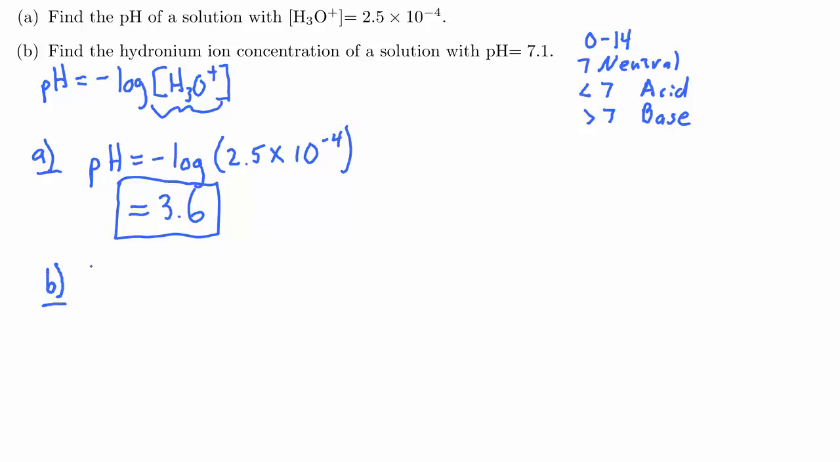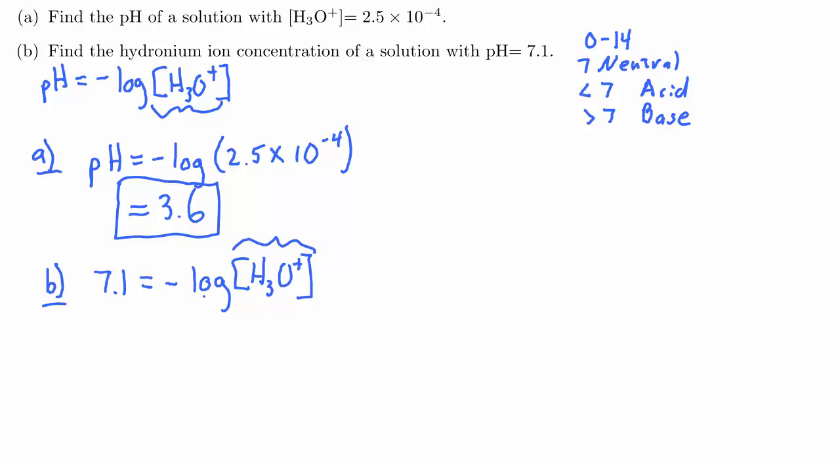Okay, let's look at B. B is to find the hydronium ion concentration of a solution with pH equal to 7.1. Now this is just slightly above neutral. So I use this formula again: pH equals negative log of the H3O+ ion concentration. That's what I want to find, the H3O+. I know that pH is 7.1, so 7.1 is going to be equal to negative log of your H3O+ ion concentration. A lot of people get confused here because this entire thing is what I'm looking for.